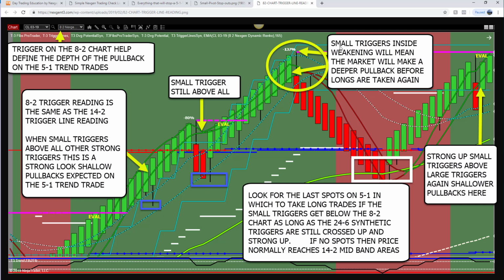If the small triggers weaken on the 8-2 chart and get below, it's not that you'll never go up again, but you're going to get a deeper retracement, which means you don't look for shallow pullbacks anymore. So you're basically using the 8-2 chart as a gauge for how deep it's going to pull back. And it takes some getting used to, but once you see that the 8-2 chart is too strong, you're not going to get deep pullbacks. You can then be more assertive with your entries on the 5-1 chart. Well, yeah. Assuming that there's not anything against you on the big chart, David.